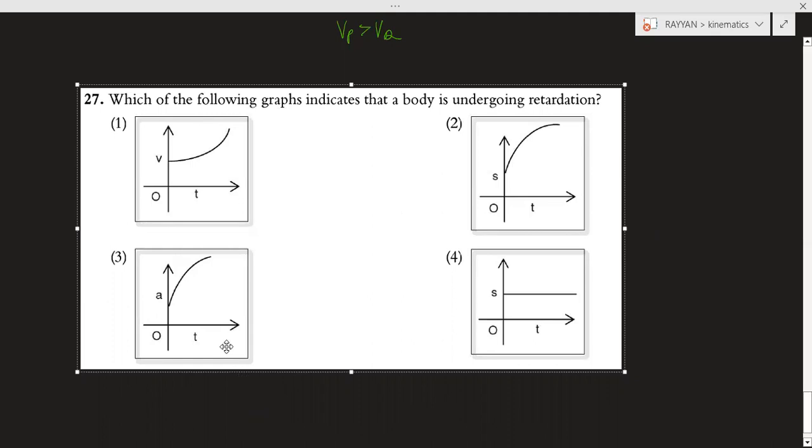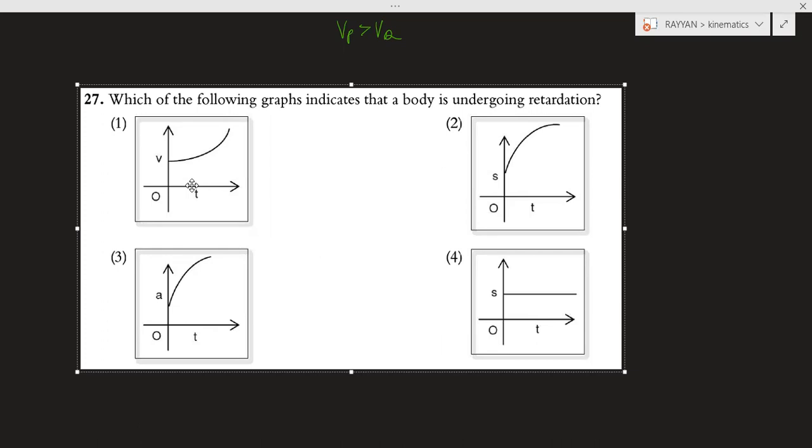So see graph number 1. In graph number 1, with time, is the velocity increasing or decreasing? It is increasing. So if the velocity is increasing, there will be no retardation. Retardation happens, for example, I am giving you one example.